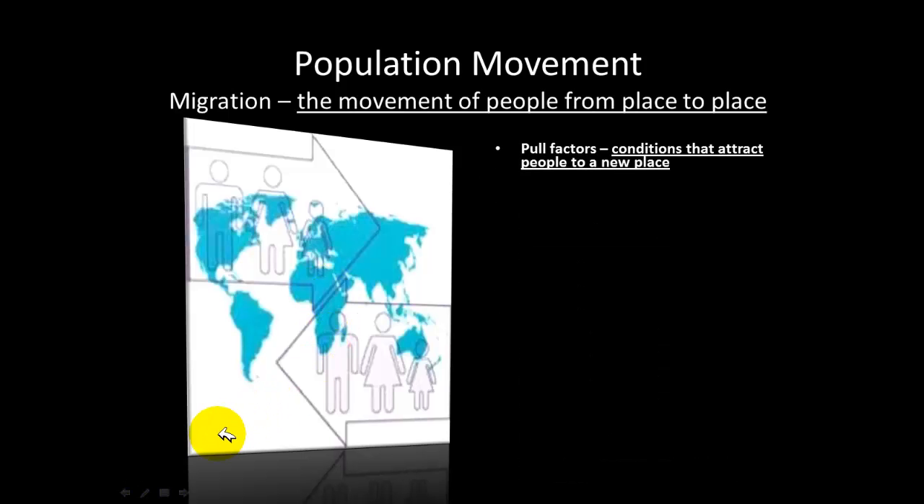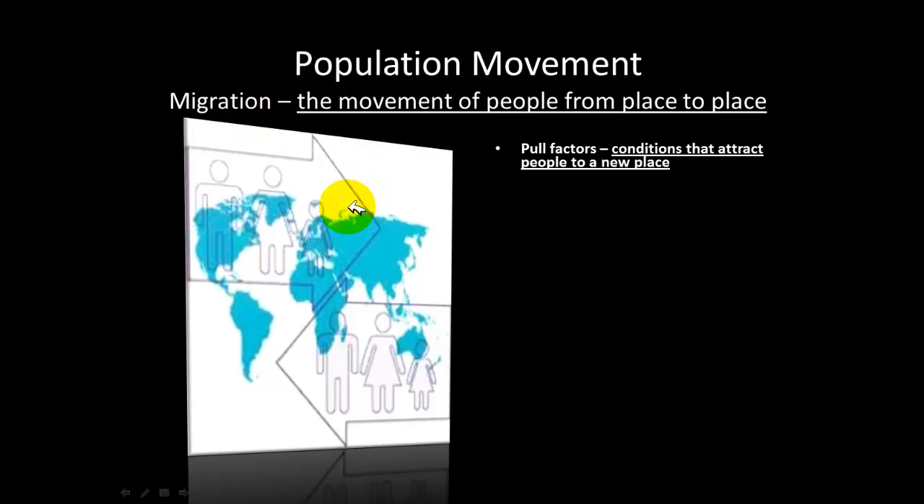Population. We're now in Unit 3, and the first concept we'll discuss in Unit 3 is the concept of population. So let's get going. When we talk about population as the movement, the first thing we want to discuss is migration. And migration is simply the movement of people from place to place.